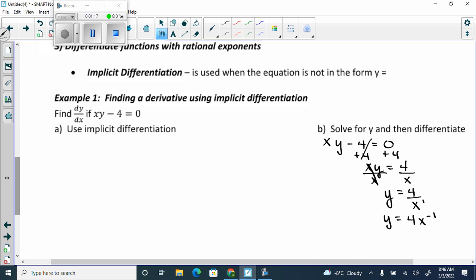If you don't spot that, you're going to have to do quotient rule, which is g times f prime minus f times g prime over g squared. And you get the same answer. It's just substantially longer. So y prime equals negative 4x to the negative 2, which they'll rewrite as negative 4 over x squared. They'll drop the 2 to the bottom.